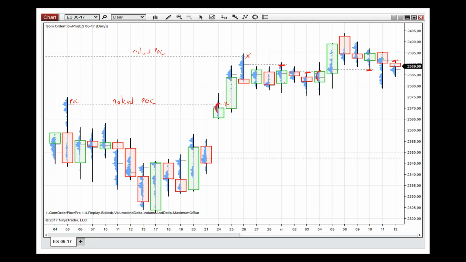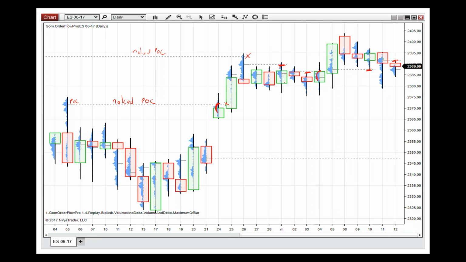So this chart is also included in the order flow indicators. All these charts are the same indicator. So you can zoom the charts, shrink them or make them larger and see different kinds of information.